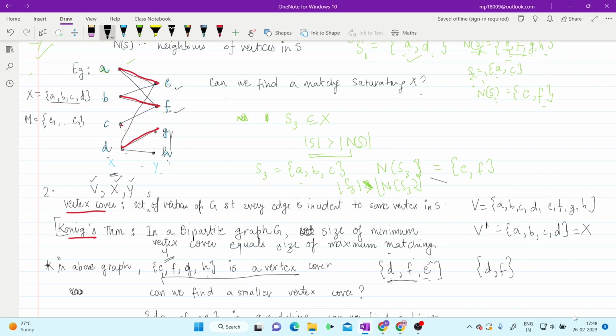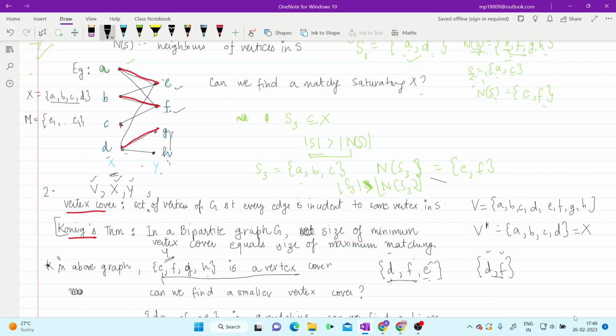Think why it won't be a vertex cover. To show that it is not a vertex cover, you just have to pick an edge in this graph G whose endpoint is neither D nor F. If you take edge B E, or A E, these won't have any endpoint in D or F. So D, F is not a vertex cover.